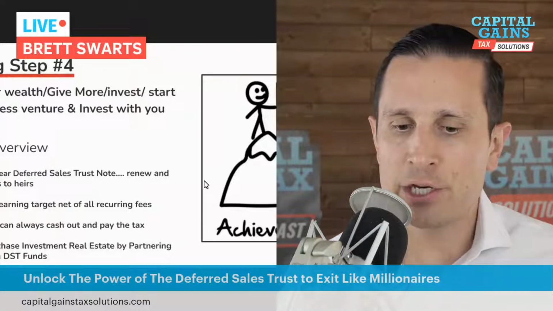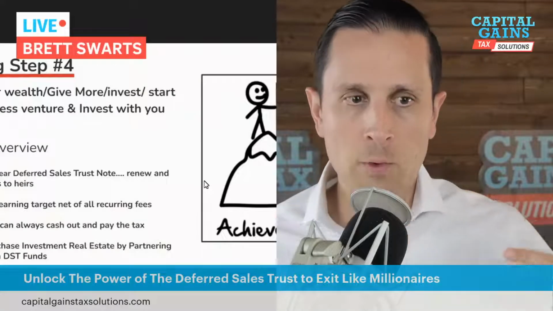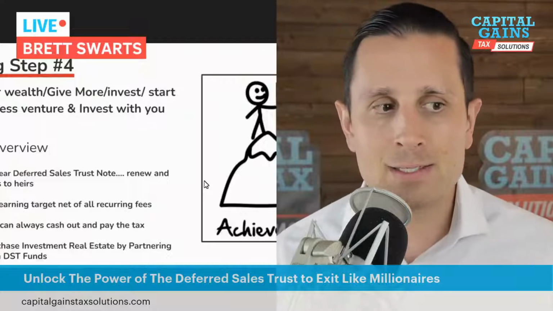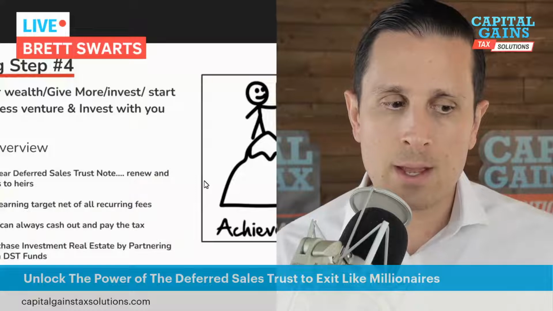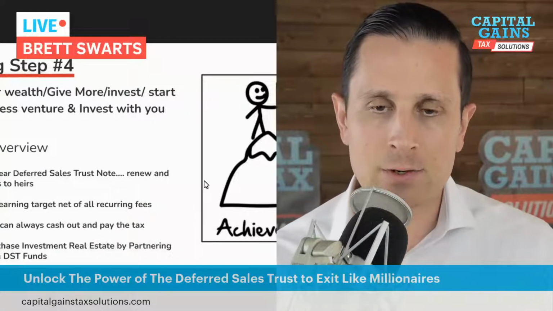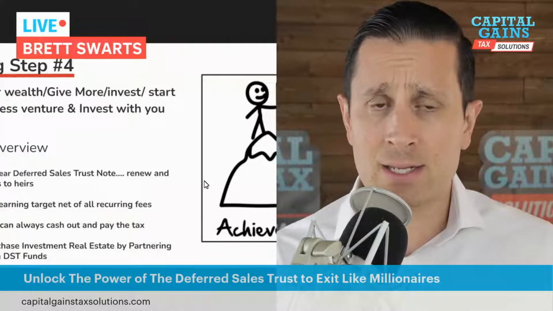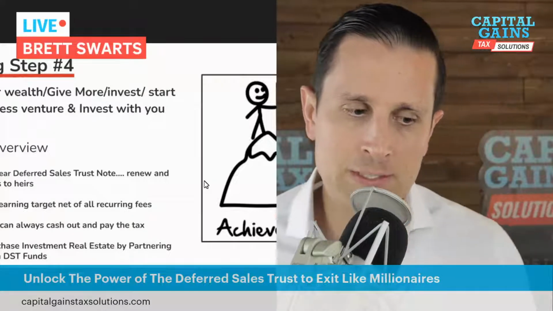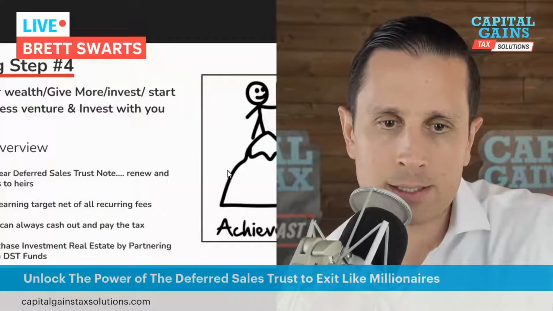But really the transformation, or the achievement for your client, is they can enjoy their wealth more. They can give more if they want to, but there's no charity required here. They can invest, they can start a new business venture, they can even invest with you if you have other deals. They can also always just be cashed out and pay their tax, so they're not locked in forever. They can also pass it on to their kids, and their kids can continue the tax deferral, which is really cool. The best part, I think, is they can also invest in investment real estate whenever they want by partnering with the DST.